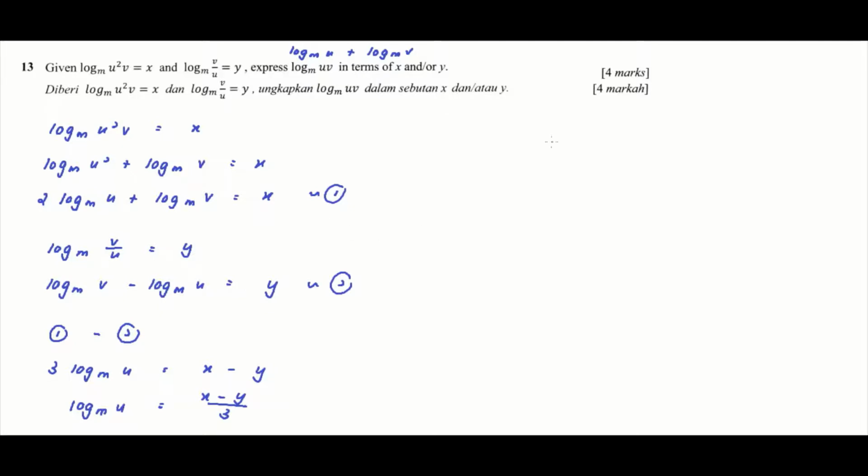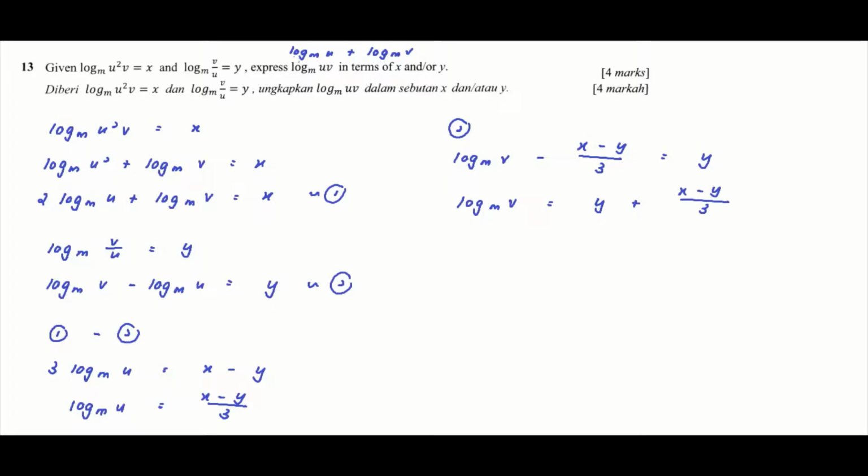So I think the second one is going to be easier. So if log mv, okay, since we have log mu already, we can substitute. So minus x minus y divided by 3 will be equal to y. So I'm just going to use my answer here to substitute into my second equation. So after that, I want to find log mv, right? So log mv will be equal to y plus x minus y divided by 3.